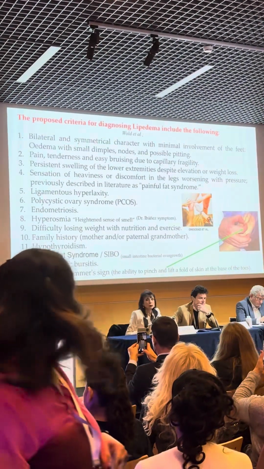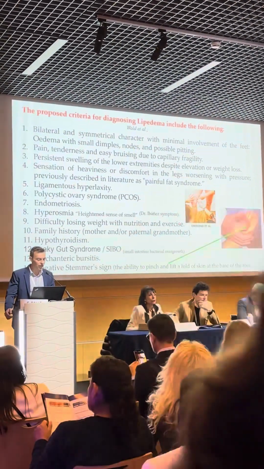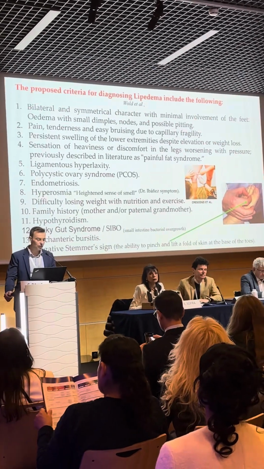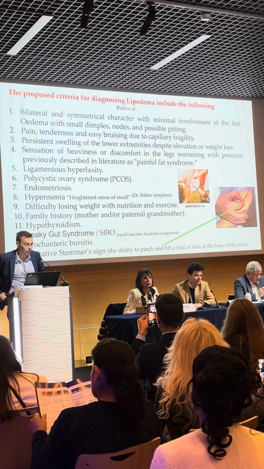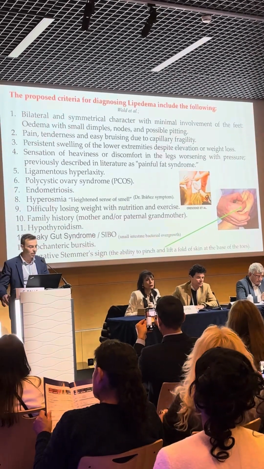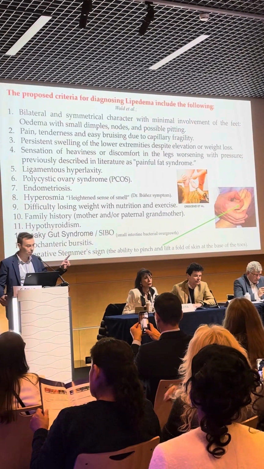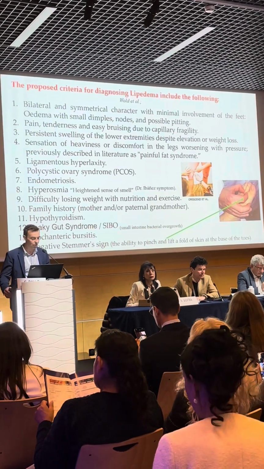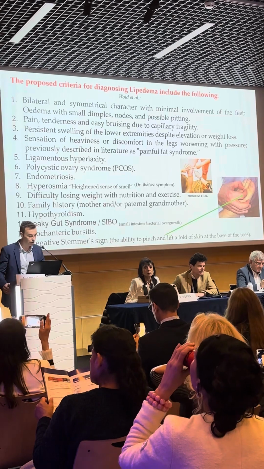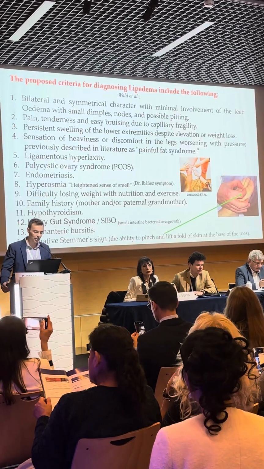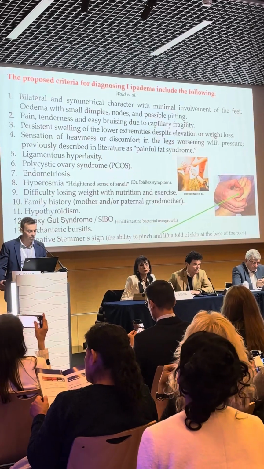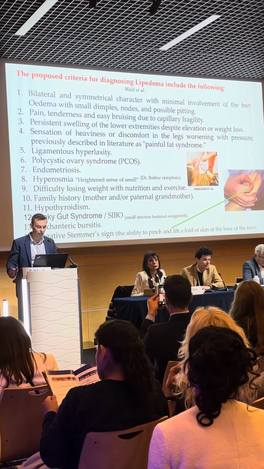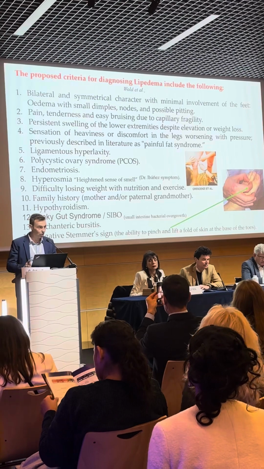ligamentous hyperlaxity, polycystic ovarian syndrome, endometriosis, hyperosmia, difficulty losing weight with nutrition and physical exercise, sometimes family history, a mother with lipedema or a paternal grandmother with lipedema, hypothyroidism, leaky gut syndrome, trochanteric bursitis, and a negative Stemmer sign. Stemmer sign is basically positive when somebody has lymphedema, not lipedema.